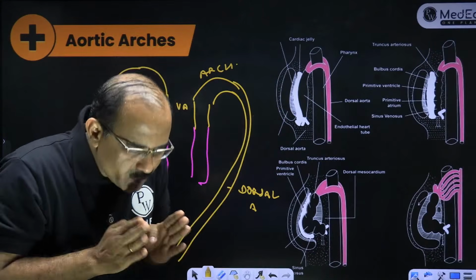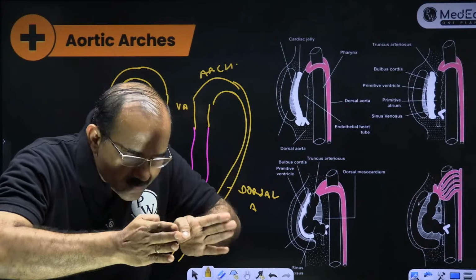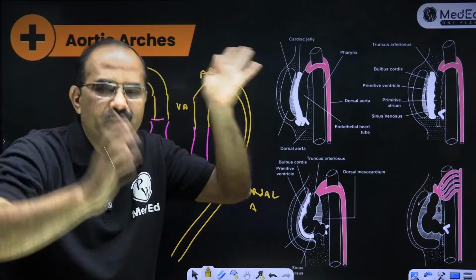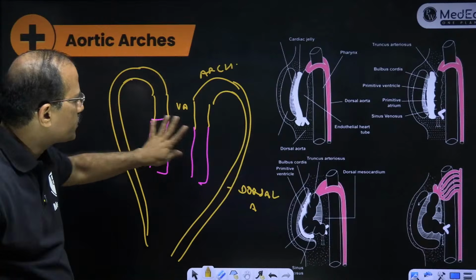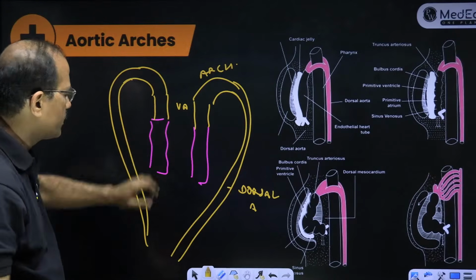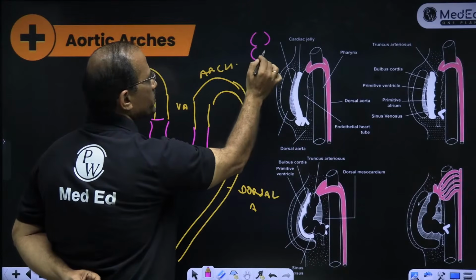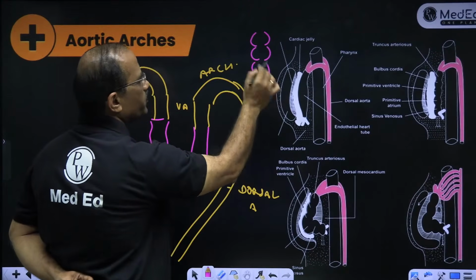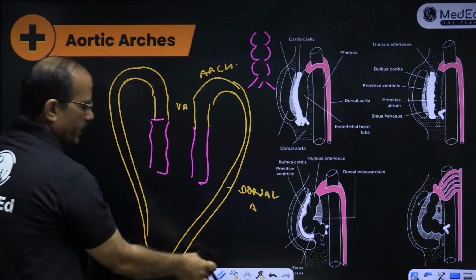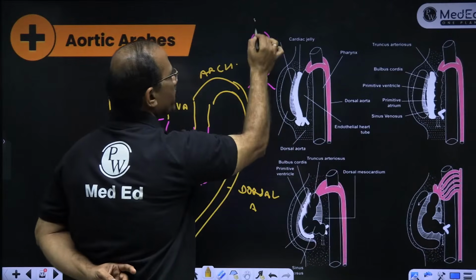So 2 हार्ट ट्यूब्स नीचे है, 2 आर्चेस है एंड 2 डॉर्सल एओर्टा है. लेटर ये दोनों फ्यूज हो जाते हैं. बोथ दिस हार्ट ट्यूब्स फ्यूज. अब क्या होगा? देयर विल बी अ सिंगल हार्ट ट्यूब, ट्रंकस आर्टेरियोसस, ये हार्ट ट्यूब हो गया. नाउ दिस 2 वेंट्रल एओर्टा फ्यूज. ये 2 वेंट्रल एओर्टा फ्यूज होते हैं.